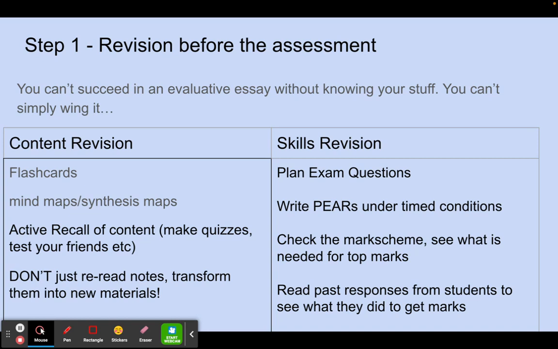So, content revision, don't just make it rereading your notes. I get you to write notes in class as like an initial kind of way to get your ideas down and to make sure that you're being productive in lessons. But ultimately, they're not the best thing to look at when you are recalling knowledge because it's pretty boring and sometimes your notes might not make sense, for example, or various different things like that.